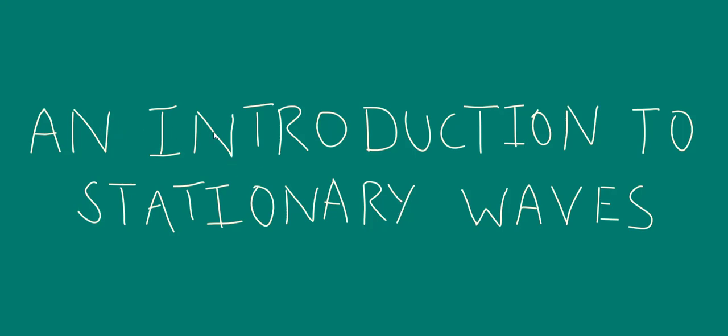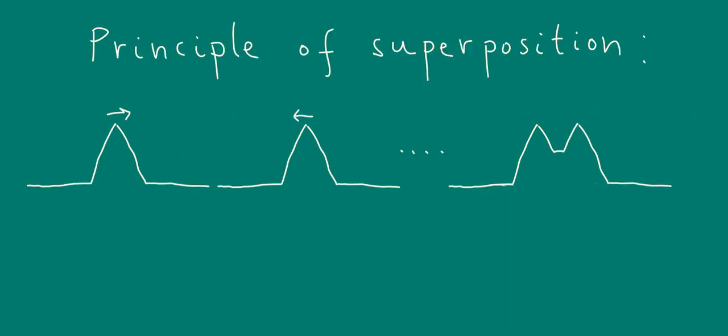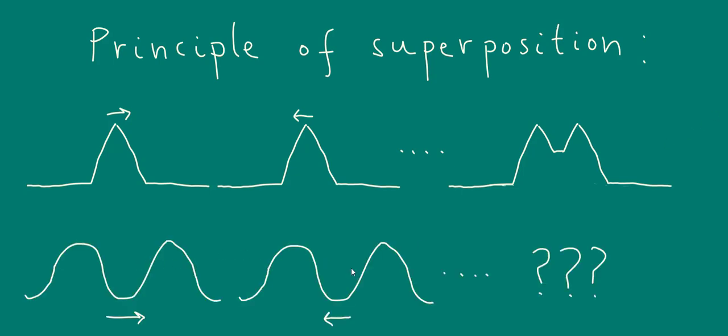This video is an introduction to stationary waves. Previously we've discussed the principle of superposition, which explains what happens when two waves or wave pulses meet. The principle of superposition will also explain what happens when two progressive waves shaped like a cosine or a sine graph meet as well. But the question is, what will the outcome look like?